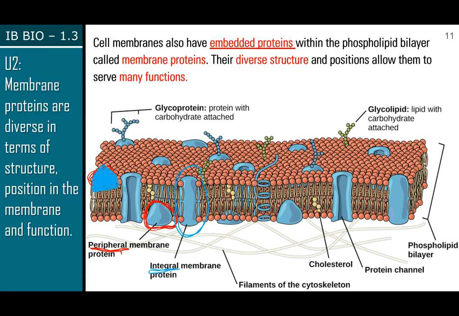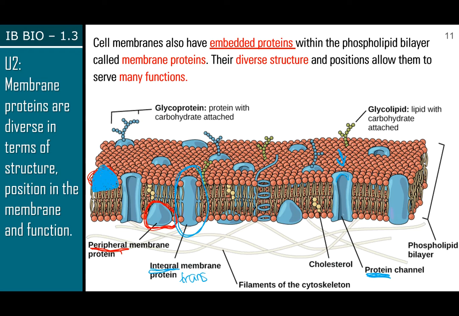Sometimes you'll see these called transmembrane proteins, trans meaning they span the entire length or width of the membrane. They stick out on both sides. Here you can see we have a protein channel, and that's kind of clear because you've got this hole on the inside, and that allows molecules to pass through.